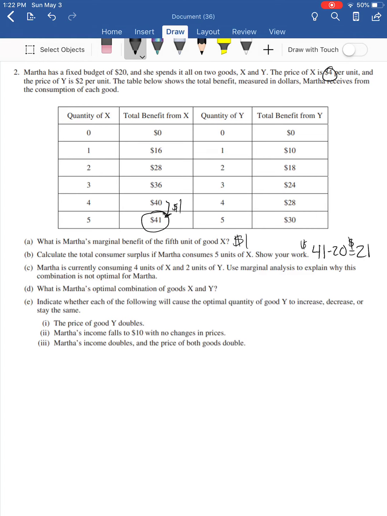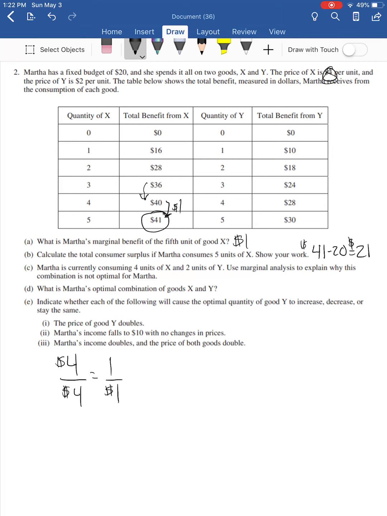Letter C, Martha is currently consuming 4 units of X and 2 units of Y. Use marginal analysis to explain why this combination is not optimal for Martha. All right, so what you'd want to do is show the fourth unit of X. The fourth unit of X is an increase of $4 in benefit, and the cost of that good X is $4. So that's basically 1 unit of benefit per dollar for good X.